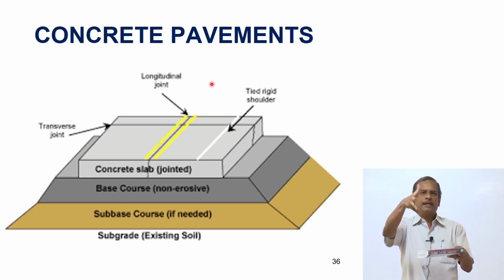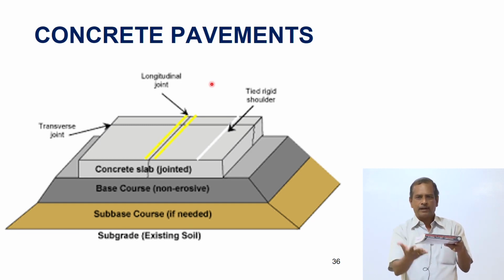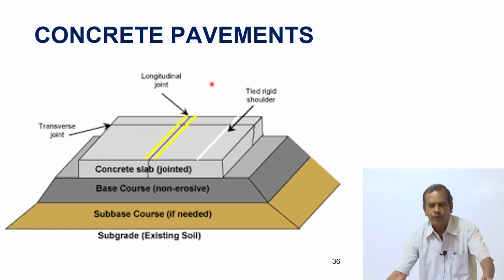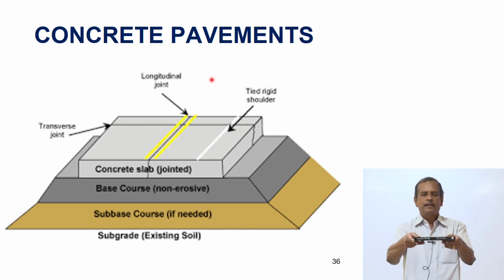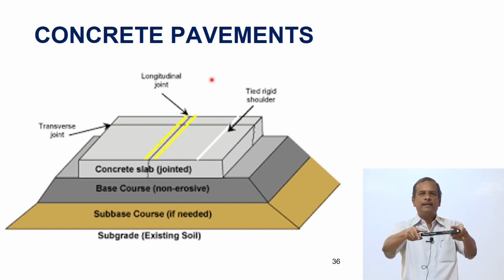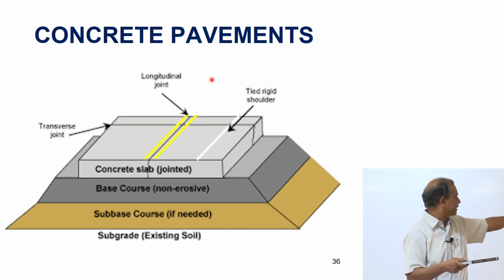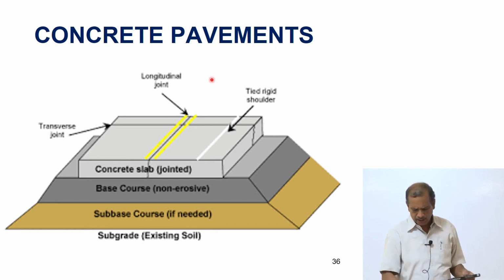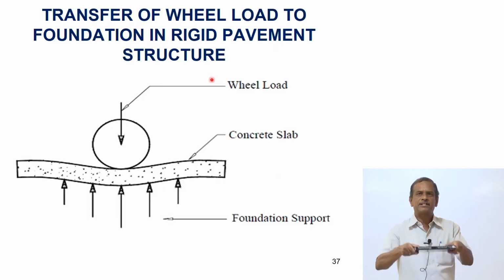So I require a thicker layer if I want to distribute the load to the subgrade level, so that the pavement does not fail prematurely. Alternatively, I can go in for a concrete pavement. The concrete pavement takes up the load by slab action, as can be seen here, that it consists of different layers again.